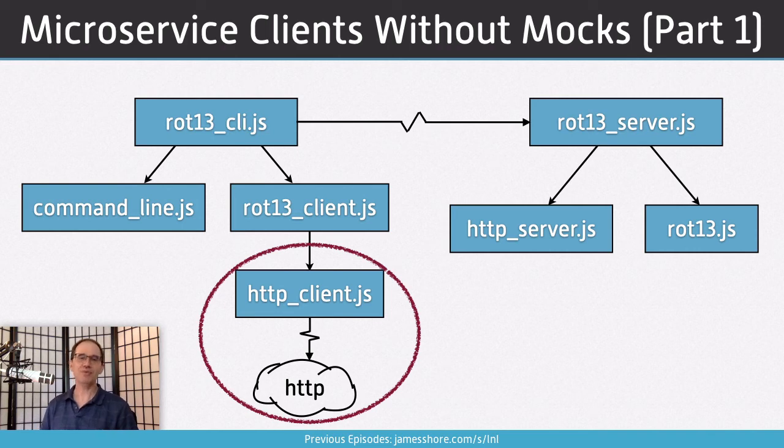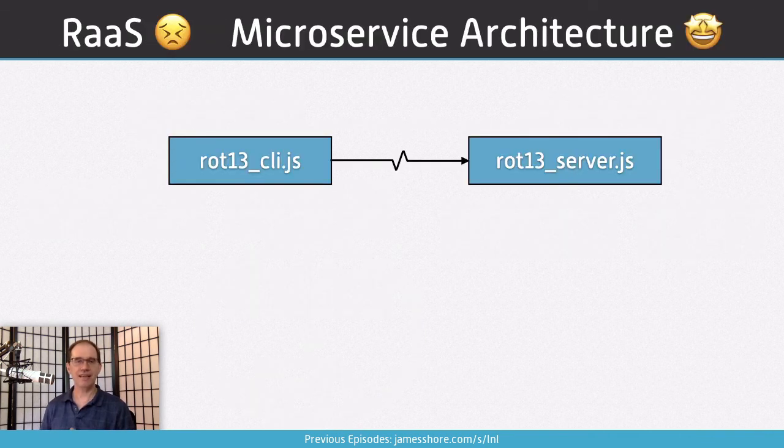We do have a lot to cover today, so I'm going to get right to it. What we're doing here is we are building a microservice client without mocks. Now, the specific challenge that we're working on is, if you've been watching the show, you know that we've been working on this Route 13 application. And Route 13, of course, is a simple little spoiler hiding mechanism that you see on the internet.